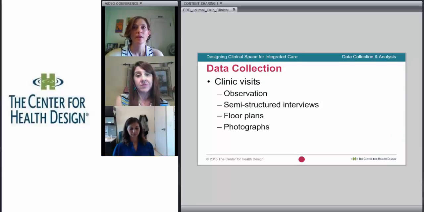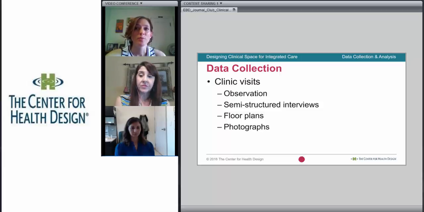So we went on clinic visits, and between 2 and 4 experienced researchers would go to these clinics, and the visits lasted between 2 and 4 days, depending on the size of the practice. When we were there, we were really focused on intensively observing all aspects of clinical operations, and that included any kind of teamwork areas. We shadowed clinicians when they were in their visits with patients, and if the patient said it was okay, we would go into those visits.